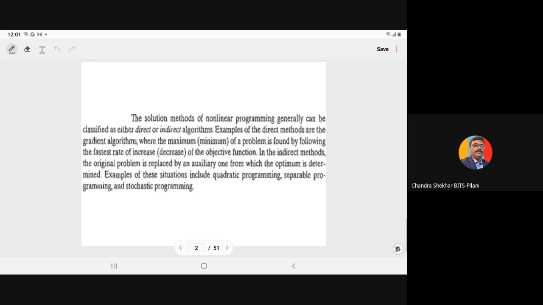The solution methods for a nonlinear program can generally be classified as either direct methods or indirect methods. Direct method means we can apply the technique directly on the problem. In the indirect method, we have some auxiliary equation before solving the problem.